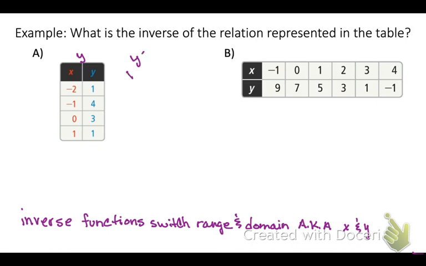So what would the new x and y be? We have negative 2, 1, so it's going to be what? Nope. It switches the domain and range. 1, negative 2. Negative 1, 4. So it would be what? 4, I have 0, 3, so it'd be 3, 0. And 1, 1 would be?